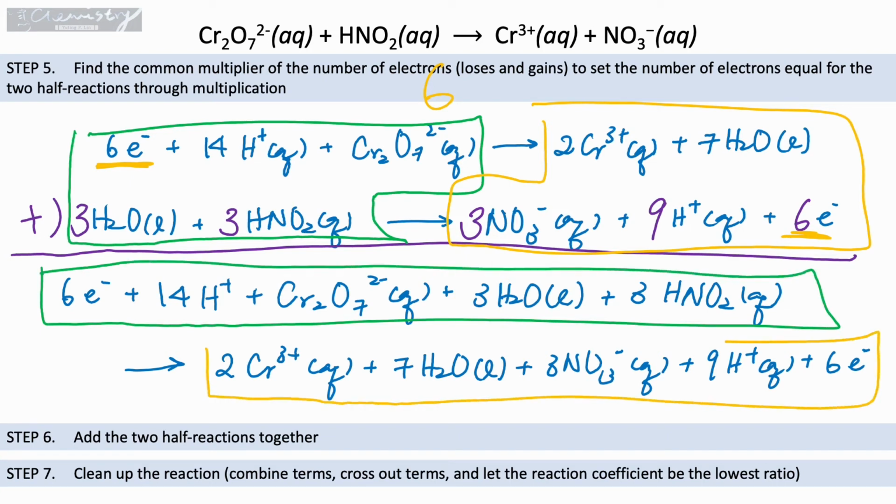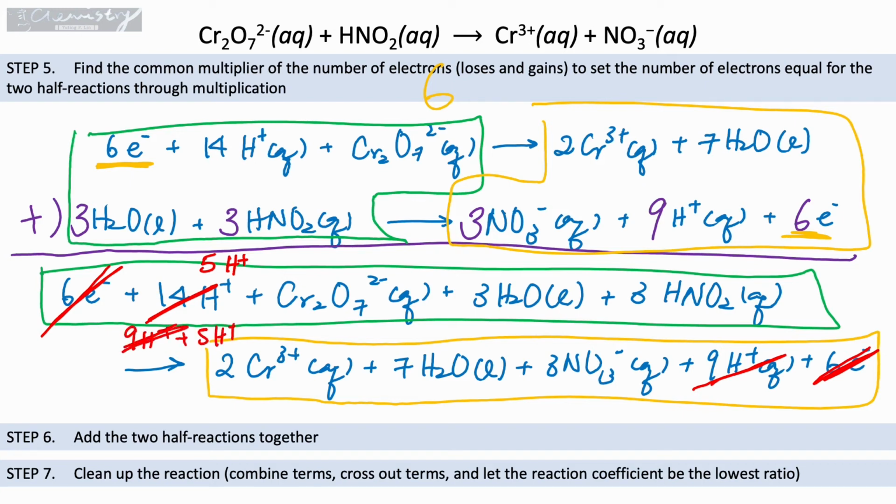Step number 7 is to clean up the reaction. If there's anything that is the same before and after, we're crossing them out and cleaning it up. So the 6 electrons are expected to cross out because that's how we designed it when we were multiplying. And then we have 9 protons on the right side, 14 protons on the left side. So that is going to leave us 5 protons. You can write 14 protons as 9 protons plus 5 protons. Crossing out the 9 protons, you have 5 protons left.